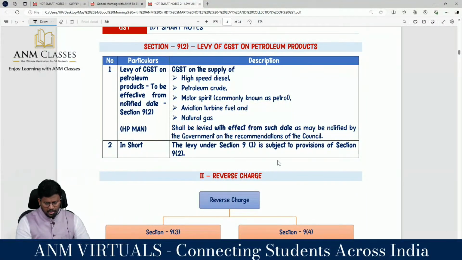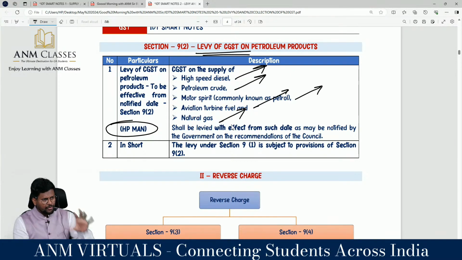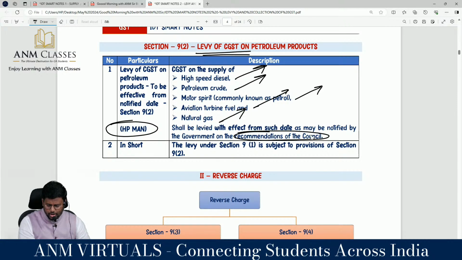Right? Yes, 9 subsection 2, levy of CGST on what product? Levy is there, but what is not there? Levy of CGST on petroleum product to be effective from notified date. Yes, sir. We are having a shortcut of NMAN. Sir, CGST on the supply of high speed diesel, petroleum crude, motor spirit, aviation turbine fuel, natural gas shall be levied with effect from such date as may be notified by the government on the recommendation of the council.